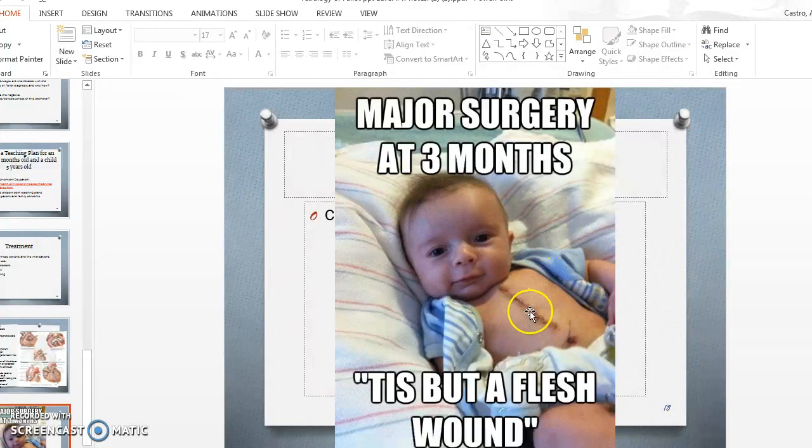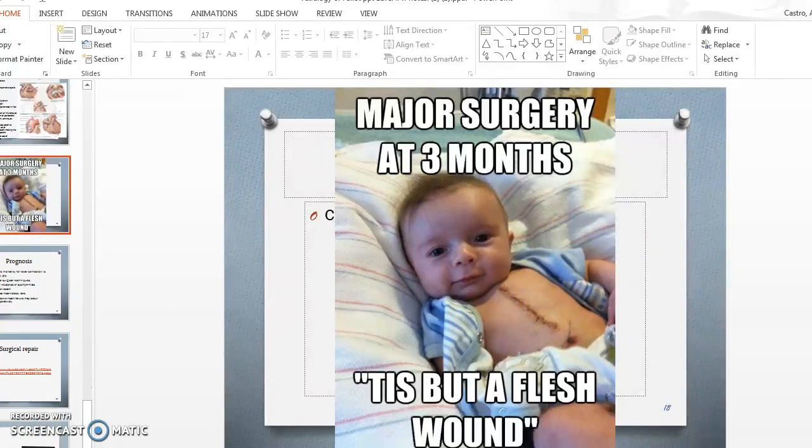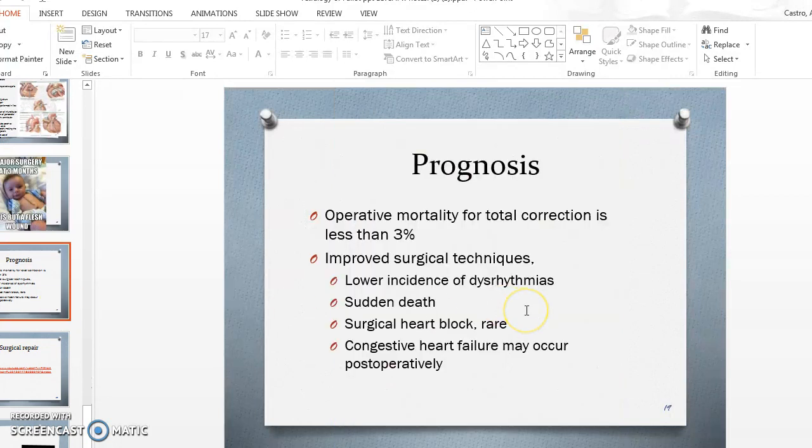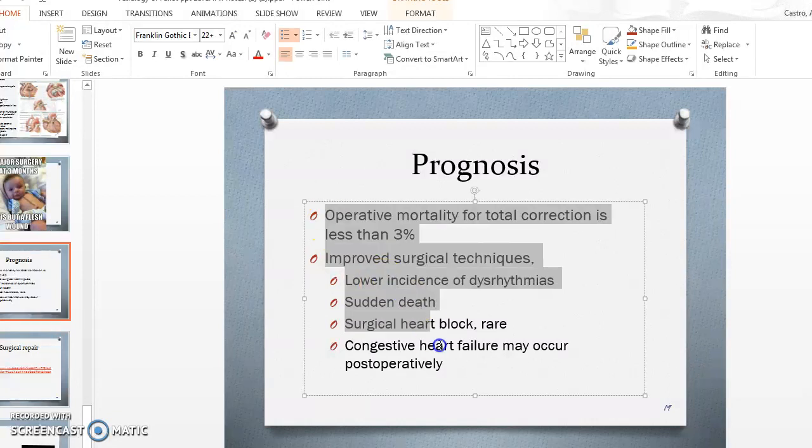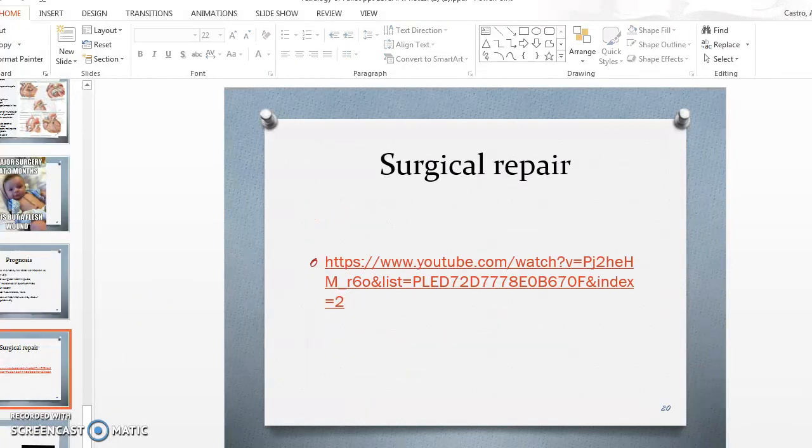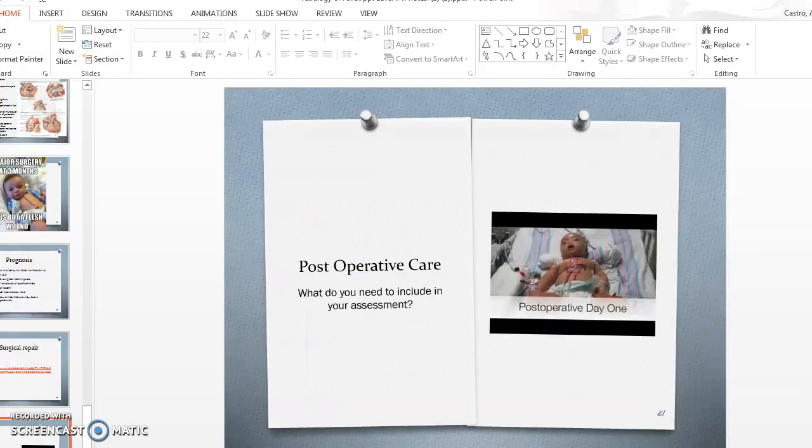Yes, little tiny babies. Look at that. He got his little tiny chest cracked open. Just thought that was so cute. Anyways, this is our prognosis. Pretty good. We've got a lot of improved surgical techniques, and go ahead and review those on your own. And that is Tetralogy of Fallot.